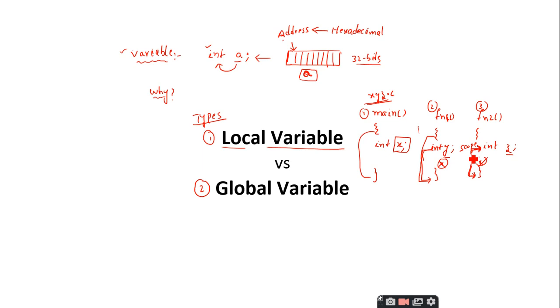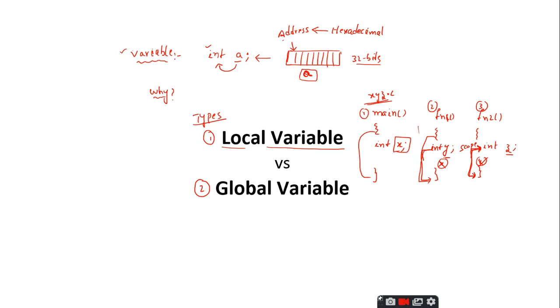We'll see all this scope and lifetime in a concept called storage classes. But at this particular point, you just remember that local variables are those variables that are declared within a particular function, and those local variables can be accessed within that function only. When you try to access the local variables outside of the scope of that variable, you will get errors.